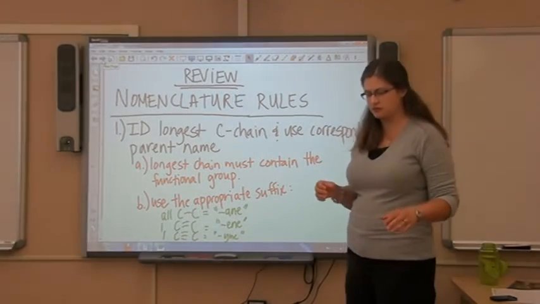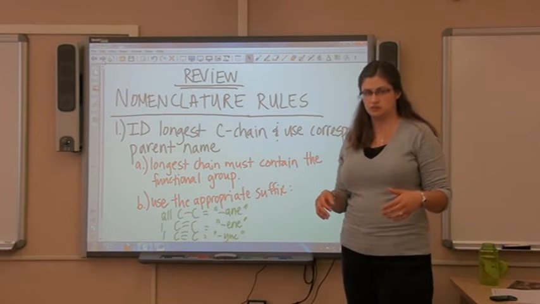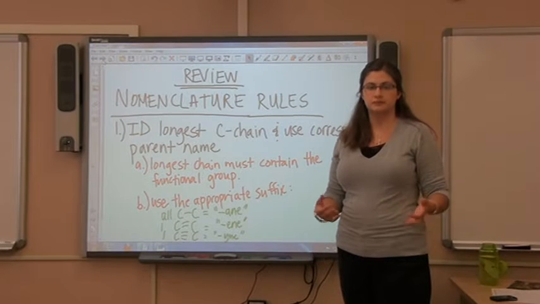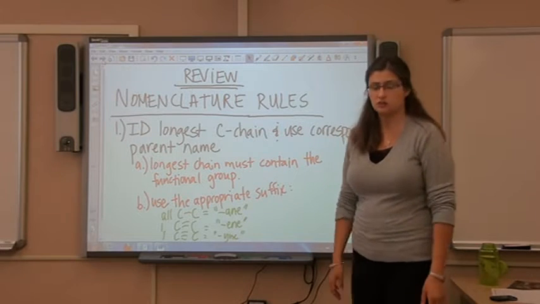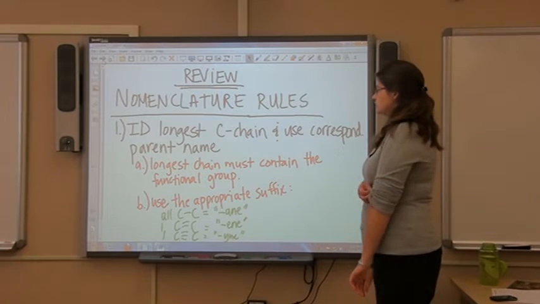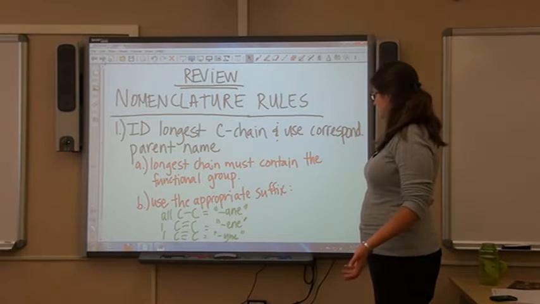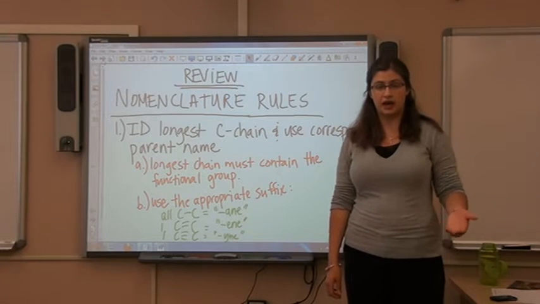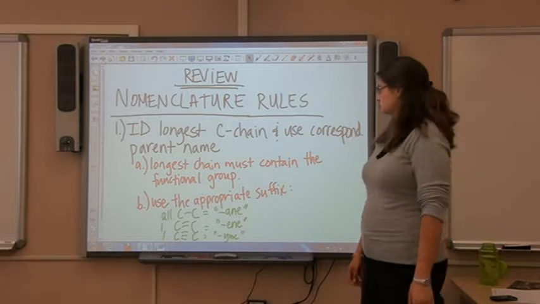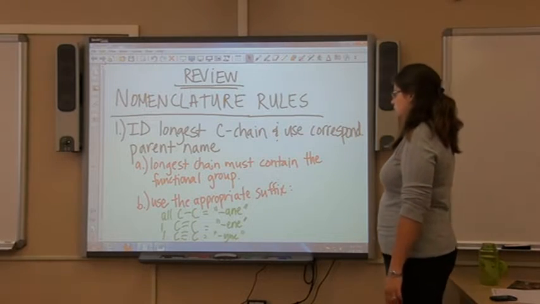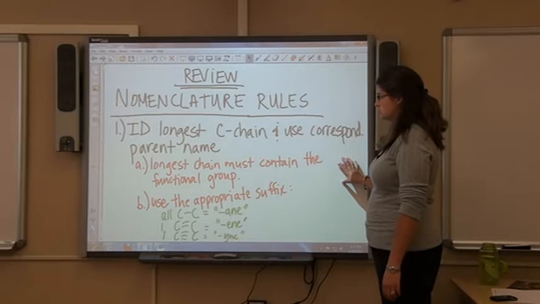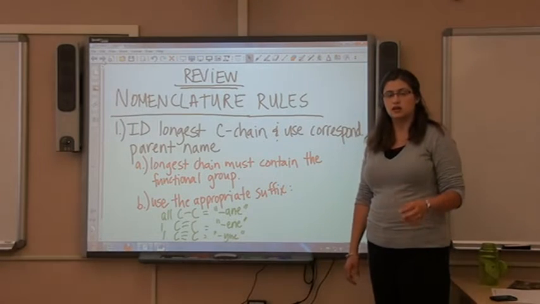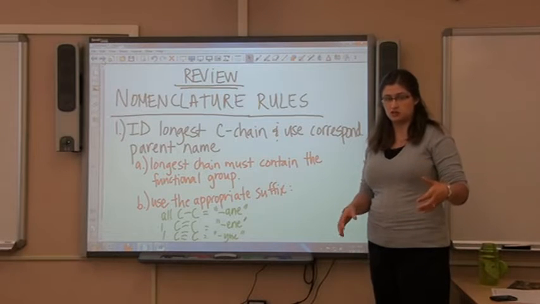I did not present for you very clear step-by-step instructions for the nomenclature. So here is a more clear process that you should follow for naming those compounds. You're going to start by identifying the longest carbon chain and use the corresponding parent name. Remember, those are the meth, eth, prop, but, etc. And then a couple of things to note: you should always identify the longest carbon chain that has your functional group in it. So if your double bond is not part of the longest chain, you've done something wrong.